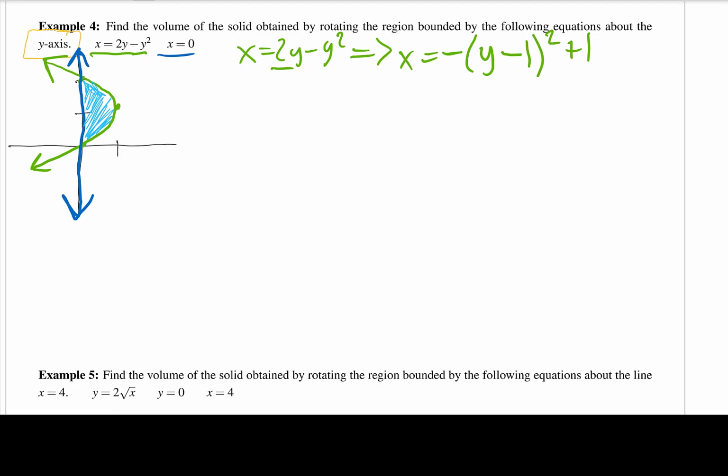Okay, so first off, we're revolving about the y-axis. So I'll draw the symbol in here. It tells me I should have a dy integral. Also, are we using washer or disk method? Well, notice between our region and the axis we're revolving about, there's no gap here.